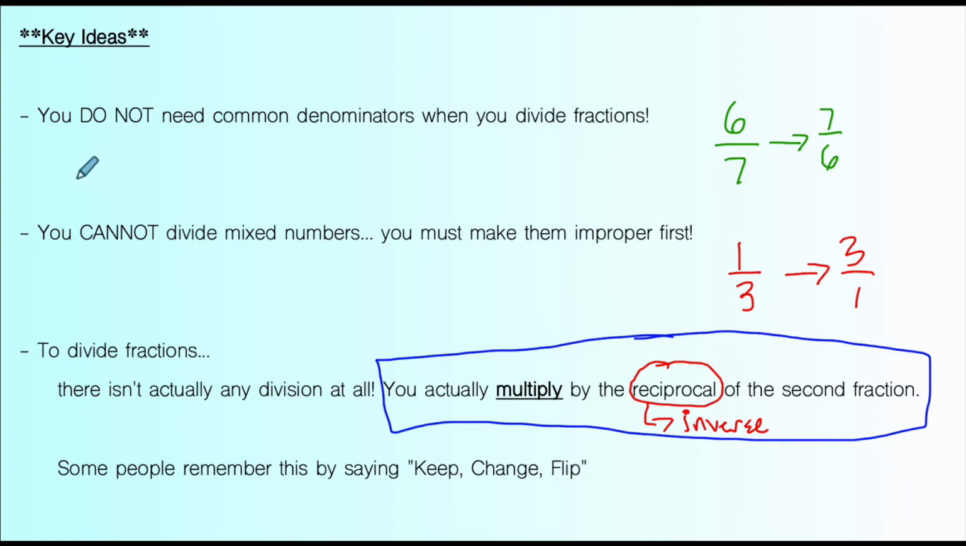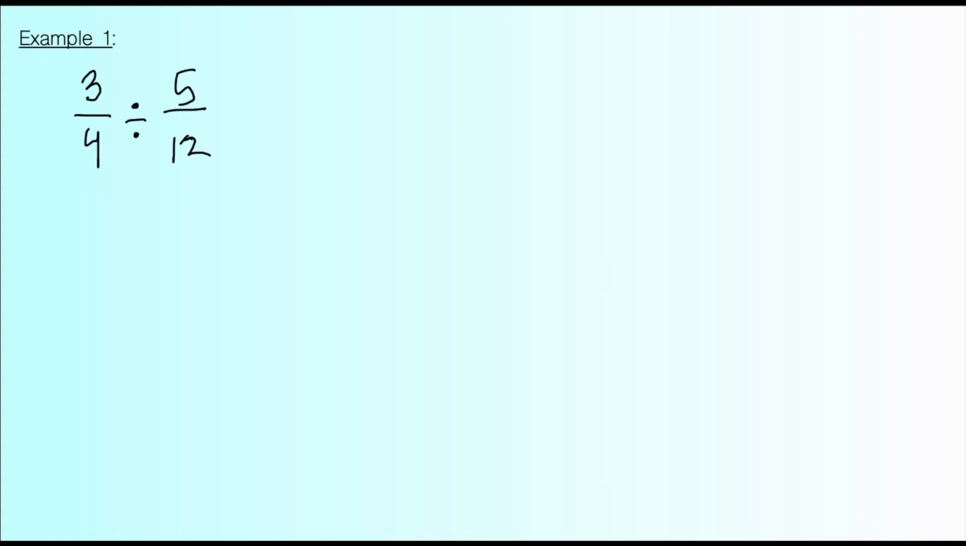And so let's look at that in practice. First example for today, we've got 3/4 divided by 5/12. Well, instantly you see division, and you should say, nope, there's no dividing fractions. I need to multiply by the reciprocal. So I'm going to multiply, and then by the reciprocal. The second fraction is the one that's going to get changed, and we're just going to flip it. We're going to find its inverse. 5/12 is 12/5. And the first fraction just stays the same.